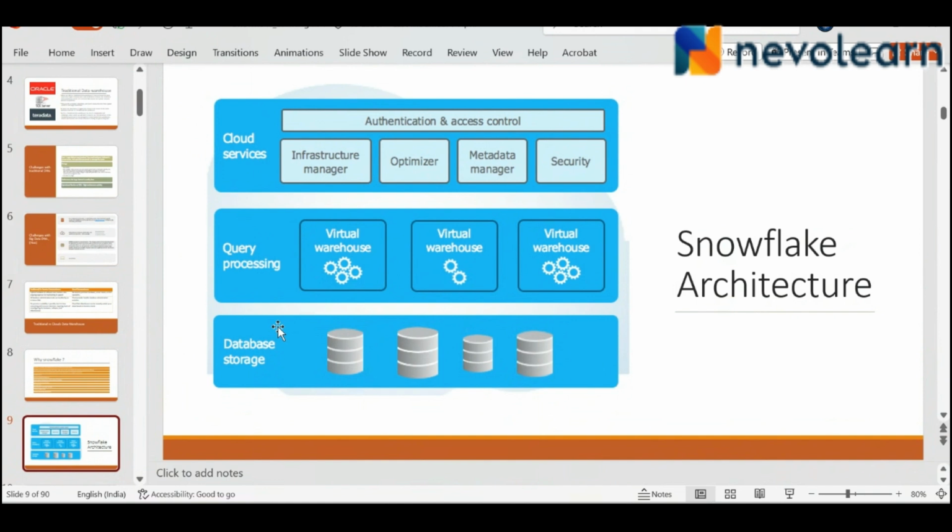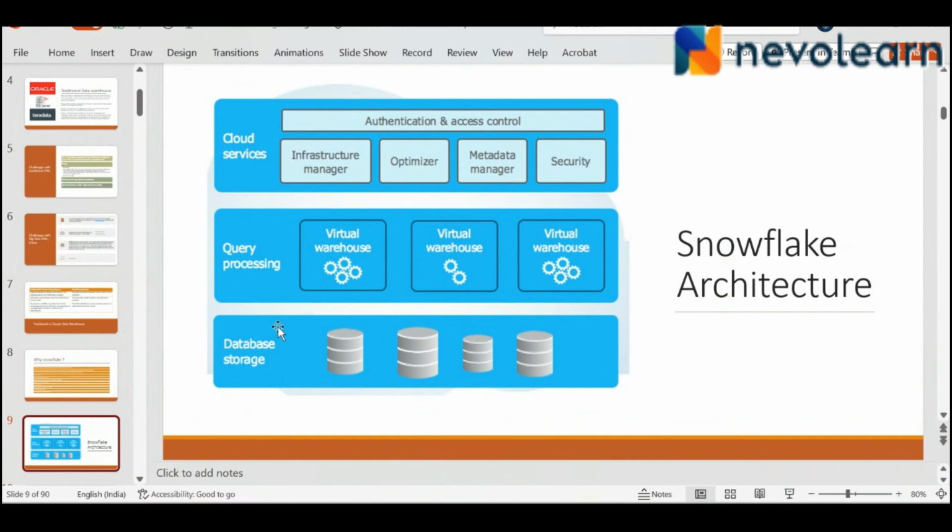Here, all the authentication and access control are handled, and an optimizer is available to optimize your query. A metadata manager is available to control the metadata of your entire system. Security authentication is also handled from the cloud layer. So this cloud layer is the brain of the architecture, and the entire part is handled by the cloud service layer only. Whenever you write any query, any update, insert, or delete statement, it goes directly to the cloud layer, and from there it comes to the next 2 layers. So that's how it works.